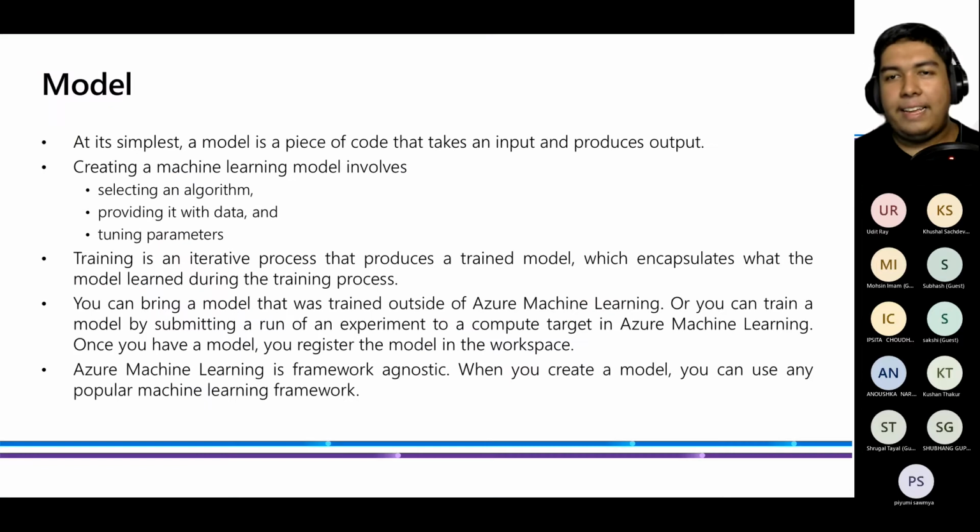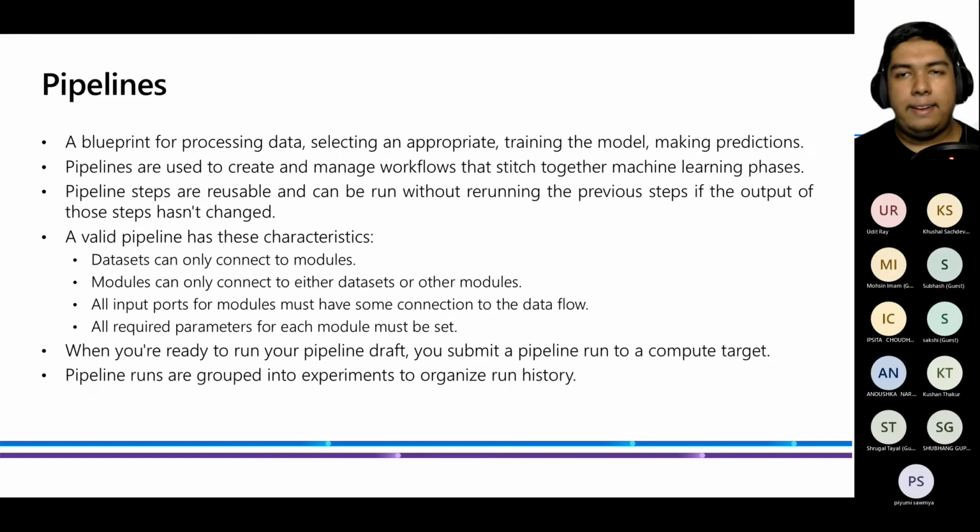Let us revisit what is the definition of a model again. A model is a piece of code that takes some input and produces some output. We have to select an algorithm, provide it with the data, and tune some parameters in the model, like give it some arguments. And then we have to train it over the data multiple times so that it can create an accurate prediction. And as you saw, we can bring models from other frameworks as well, and also create them within Azure Machine Learning. So that is our definition of a model. And then we saw that designer was asking us to create certain pipelines.